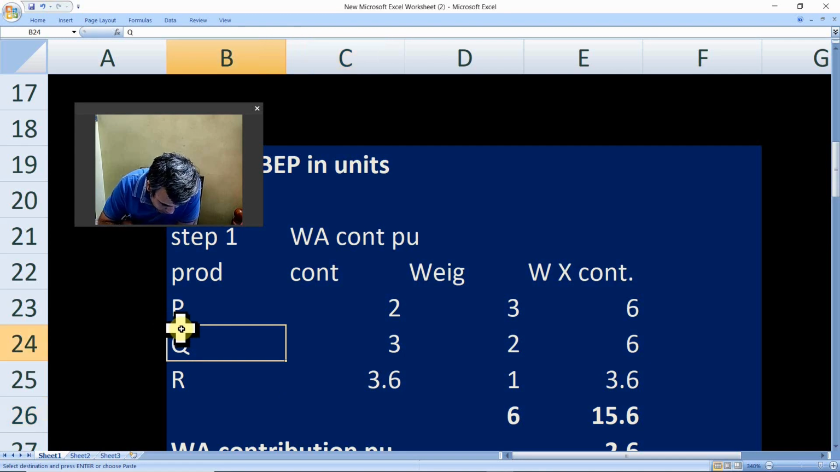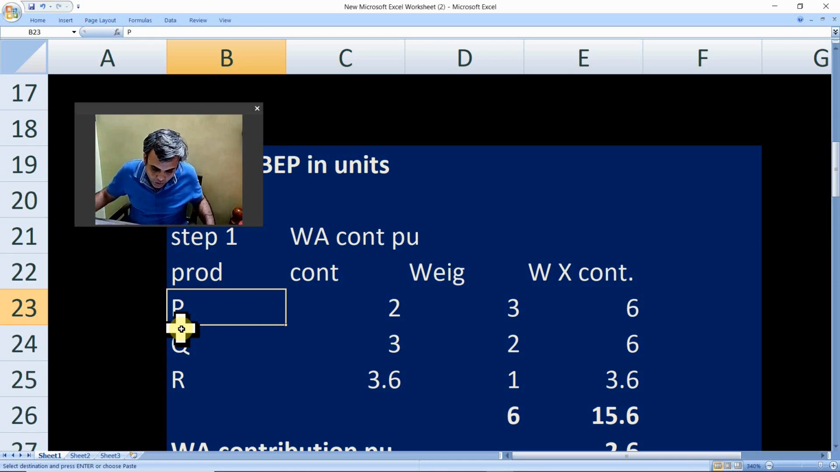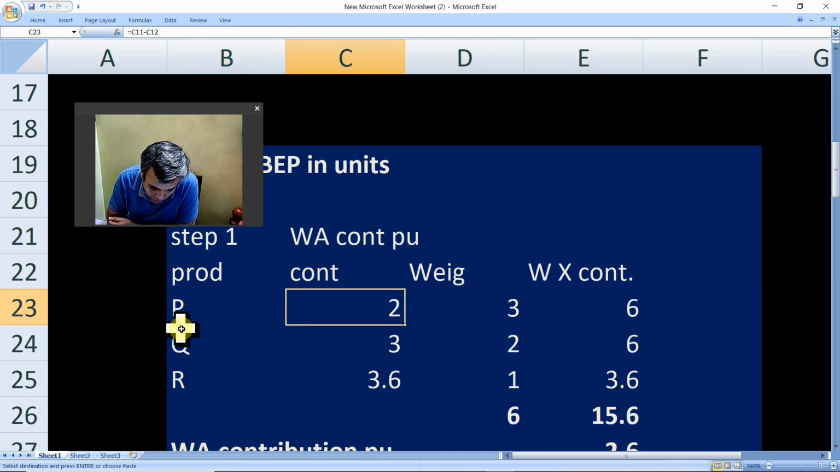For product P, the contribution is 2, right? How do I get 2? 6 minus 4. 6 rupees is the selling price, VC per unit is 4. So 2 rupees is my contribution.